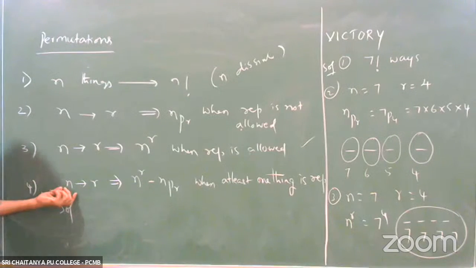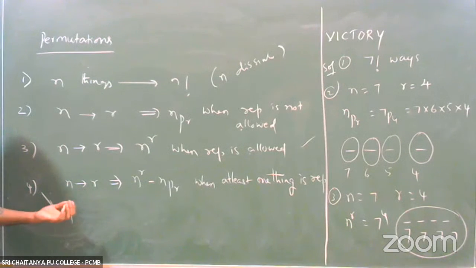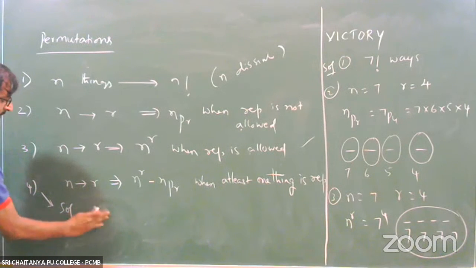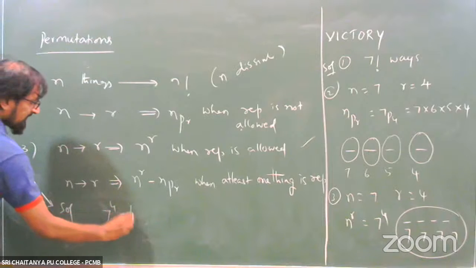Among n dissimilar things taken and arranged in n to the power of r minus nPr ways when at least one thing is repeated. At least one thing is repeated means n to the power of r, 7 to the power of 4, minus 7P4 ways.